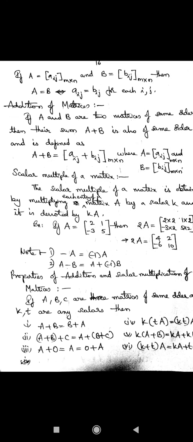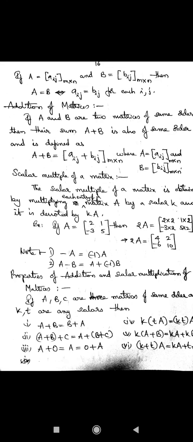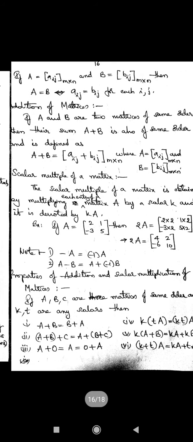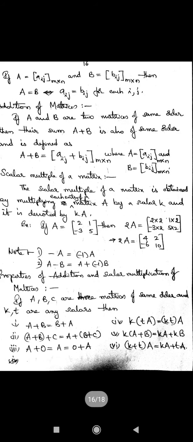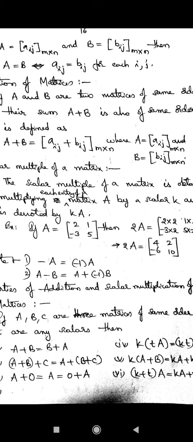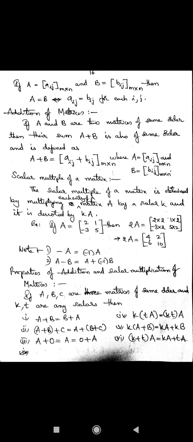Now properties of addition and scalar multiplication of matrices. If A, B, C are three matrices of the same order is the condition here, and k, t are any scalars, then the first property says that A plus B is equal to B plus A. That means addition of matrices is commutative. The addition of matrices satisfies the commutative property.